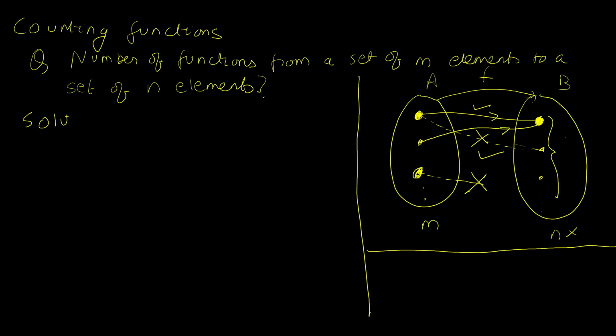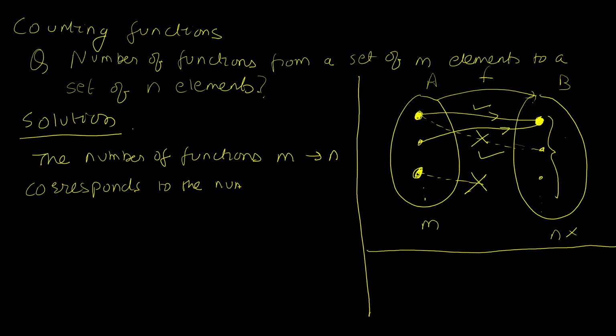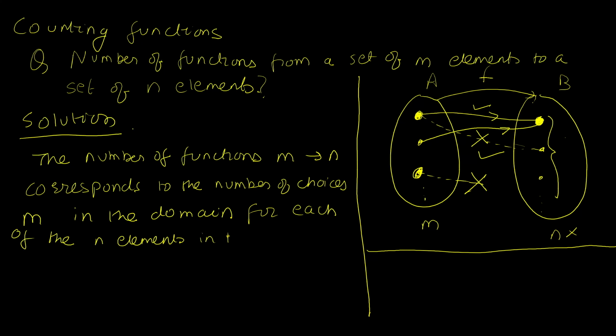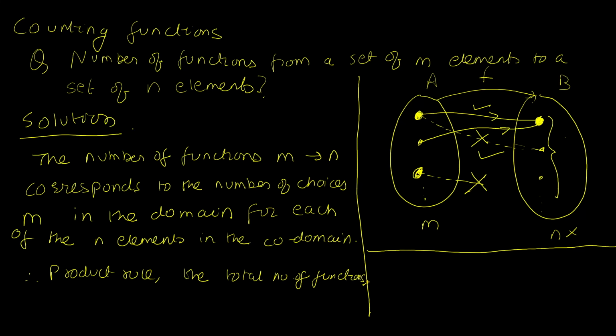Therefore, we can lay our solution argument in this way. The number of functions from M to N corresponds to the number of choices, and that number of choices is N in the codomain for each of the M elements in the domain. Therefore, we can apply the product rule again. The total number of functions can be given by repeating all possibilities of N for each element of M. So we need to do N times N times N, M times. And this will be equal to N raised to the power M.